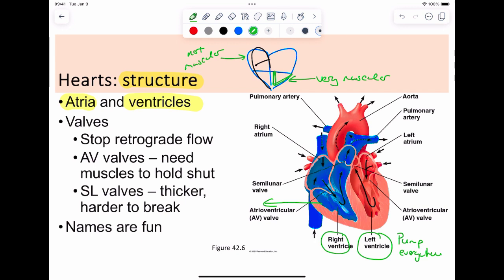Why am I telling you this? Because guess what you get to dissect on Thursday? Hearts. No, because they'd be too small.